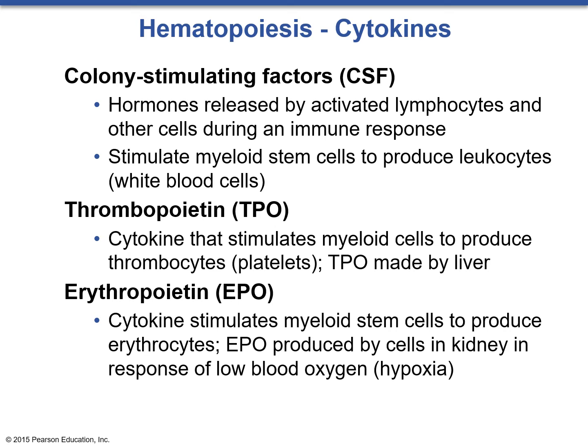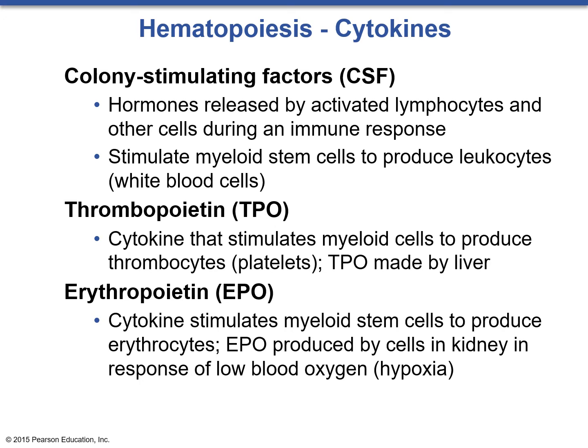The first is colony stimulating factor. Colony stimulating factor is a hormone that is released by activated lymphocytes and other cells during an immune response. So when you get sick or you have some sort of incoming infection, your body will release the hormone colony stimulating factor. This is going to stimulate myeloid stem cells to produce more leukocytes. So if your body wants to get more soldiers to fight off incoming invaders, it signals them to do this by releasing colony stimulating factor.